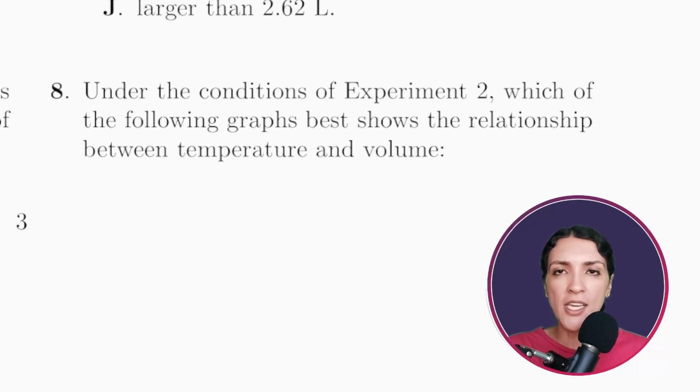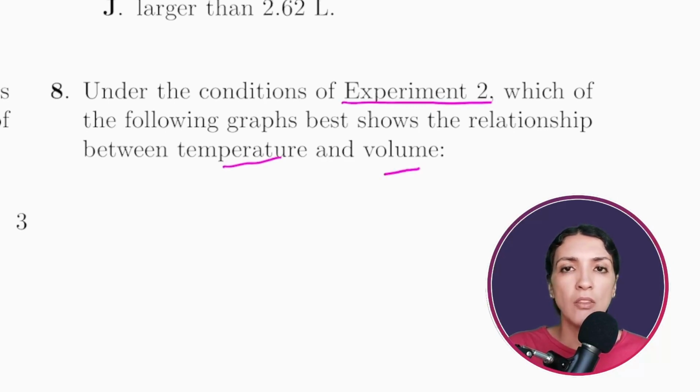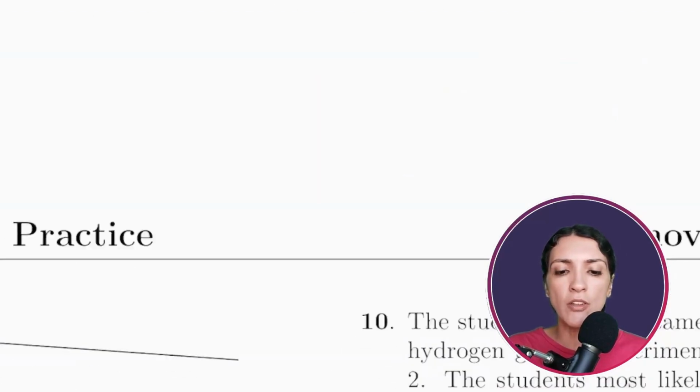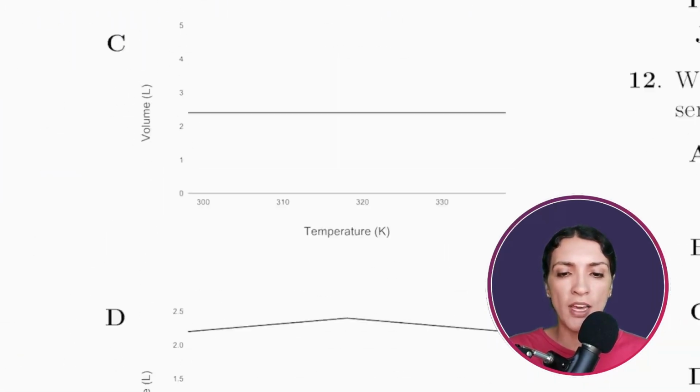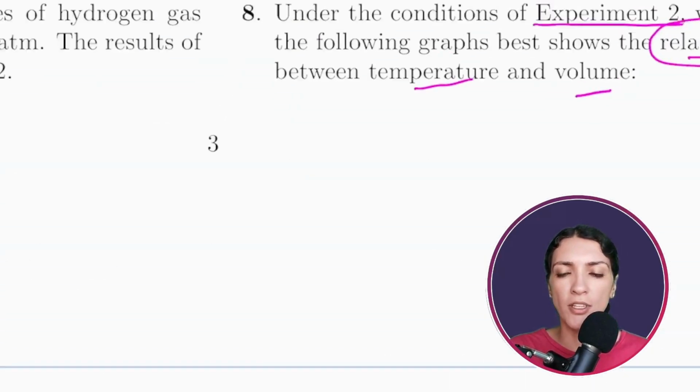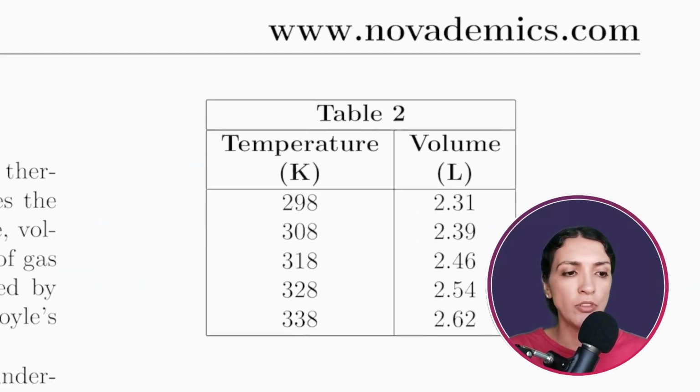For question 8, we're asked to look at experiment 2, that's the where. And the who would be the temperature and the volume. The why is because we're asked about the relationship. So we want to find the trend that matches with one of the graphs that's given. So let's look at table 2.